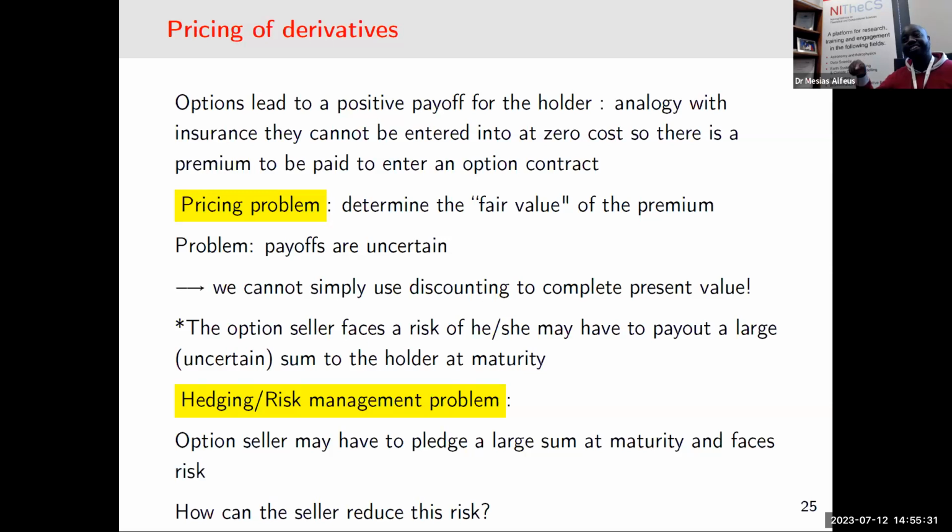There is market uncertainty, so we cannot simply discount to the present value. The option seller faces the risk that he or she might not have the payout at the maturity date. So the risk management or hedging problem is that the option seller might have to pledge a large sum at maturity and faces a risk. Now, how can the seller reduce the risk? This is some of the problem that we have in risk management.